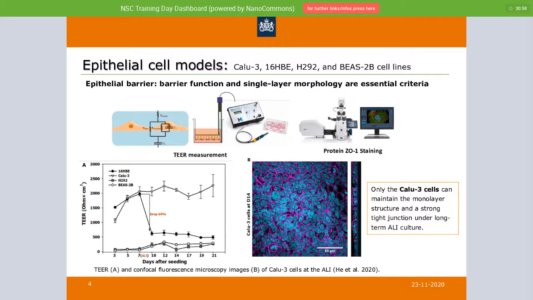For all of these cells, the cells were cultured under submerged conditions for 7 days. Afterwards, we removed the apical side medium, and then the cells started to be cultured under the air-liquid interface conditions. So from these results, we can see only the Calu-3 cells can maintain the monolayer structure and keep a strong tight junction under long-term air-liquid interface culture.